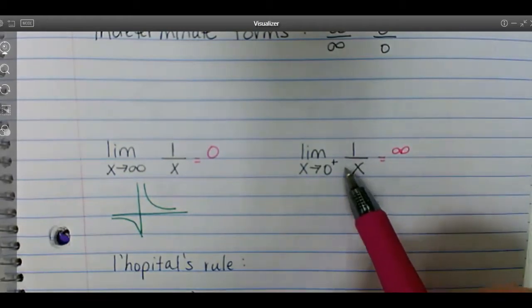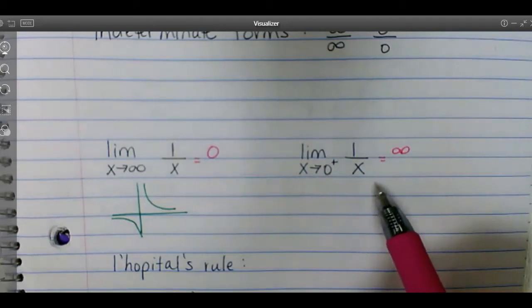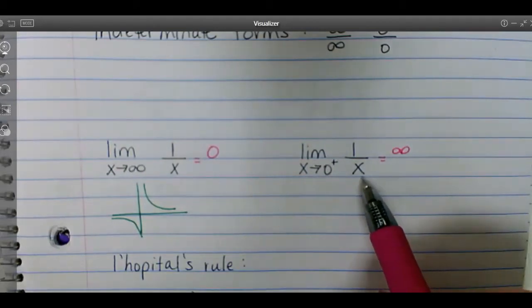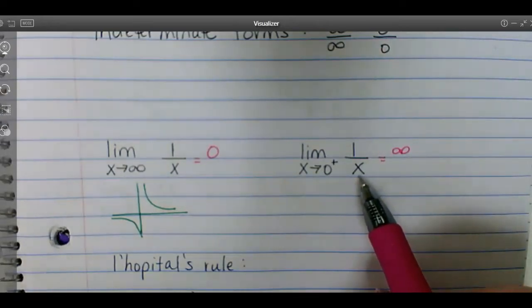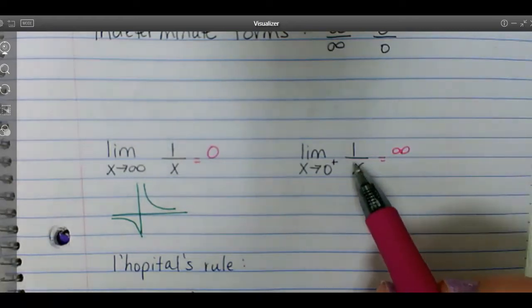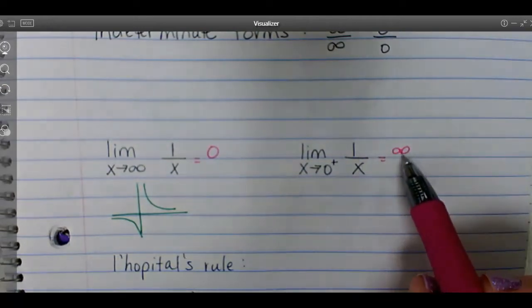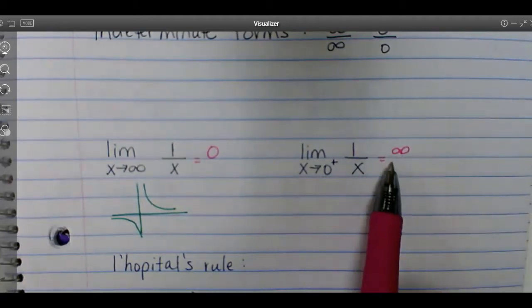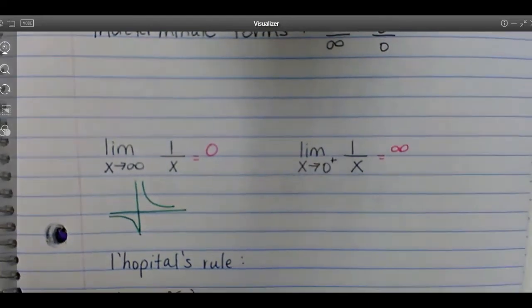Another way to think about it is that the x is getting smaller and smaller and smaller. For example, we might have 1/5, and then 1/4, and then 1/3, and then 1/2. And what happens is those numbers are getting bigger because we went from 1/5 to 1/2. And then as we get even smaller numbers, the numbers will get bigger and bigger. So this is going to be infinity. When I say that this limit equals infinity, I don't mean 1 over x equals infinity. I'm talking only about the limit.